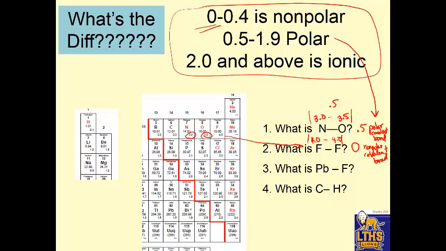Okay, Pb and F. Pb is 1.8, F is 4.0. What's the diff? All right, so 2.2. What does that mean? It's an ionic bond. The electrons get transferred to the fluorine. CH, what's the diff? 2.5 and 2.1, 0.4. What does that mean? Well, 0.4 is a nonpolar covalent bond. That means C and H share electrons equally. So you can decide what kind of bonding atoms are going to do based on electronegativity. That's one way to do it.